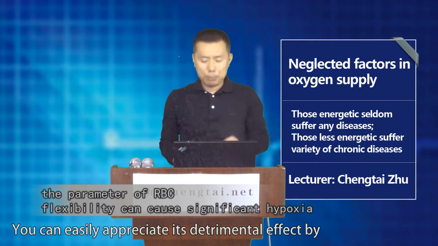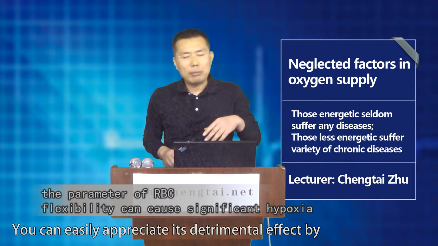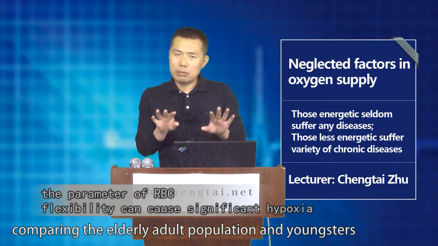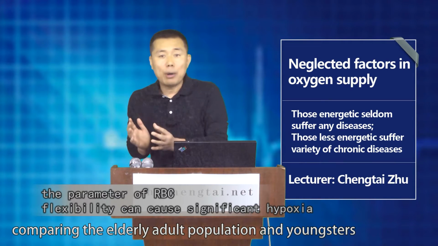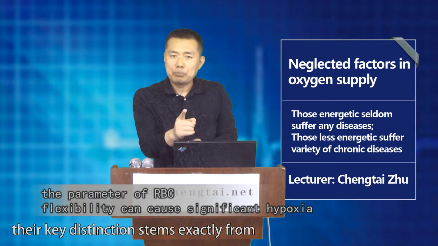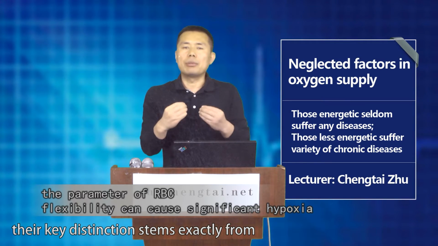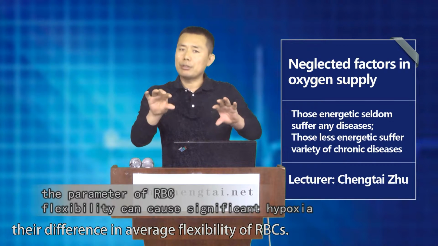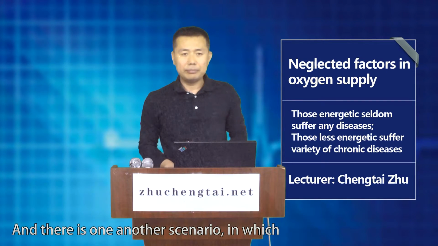You can easily appreciate its detrimental effect by comparing the elderly adult population and the youngsters. Their key distinction stems exactly from their difference in average flexibility of RBCs.